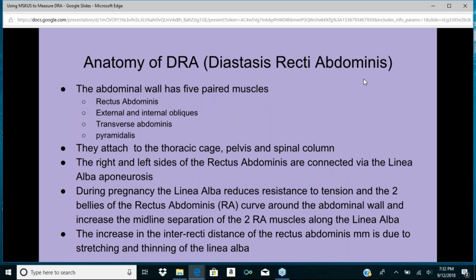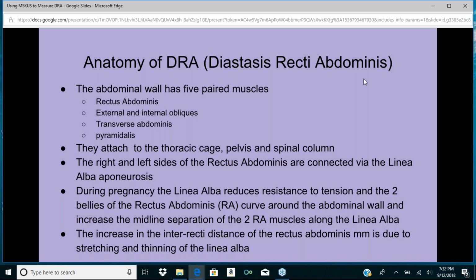So I'm going to start off by just talking about what the anatomy of a DRA is, which stands for diastasis recti abdominis, or you can say diastasis recti abdominis, however you want to say it. So basically the abdominal wall has 5 paired muscles. We have the rectus abdominis, we have the external and internal obliques, we have the transverse abdominis, and we also have the pyramidalis, which is a new muscle for me. I didn't realize that was one of the abdominal muscles. That was interesting. They attach the thoracic cage, the pelvis, and the spinal column.